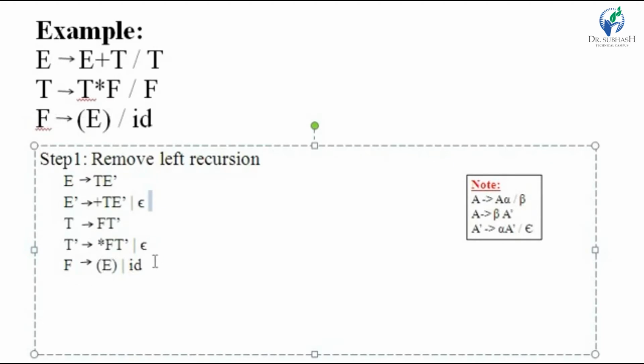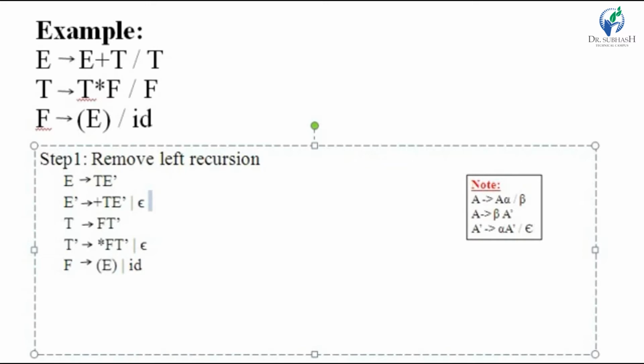So after removing left recursion, your grammar will be E gives T E dash, E dash gives plus T E dash or epsilon, T gives F T dash, T dash gives star F T dash or epsilon, and F gives opening bracket E closing bracket or ID. Now the second step: you have to compute first and follow of the given grammar's non-terminals.